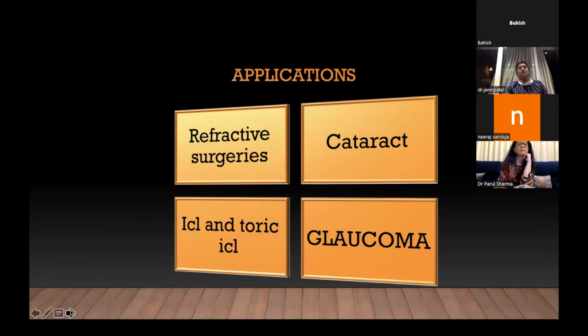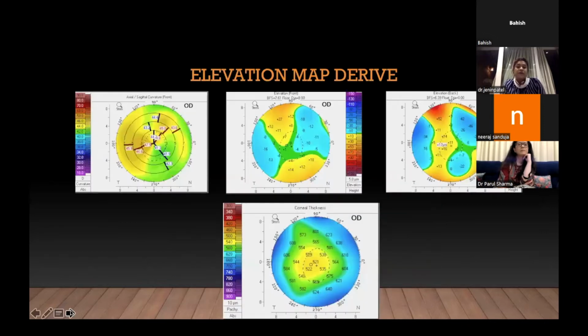So coming to the various applications in ophthalmology, they would be refractive surgeries, patients who are rejects for refractive surgeries, ICLs and toric ICLs, cataract, and glaucoma. Okay, so the elevation maps will help us derive an anterior sagittal curvature map, an elevation of the front surface, an individual elevation of the back surface or the posterior float of the cornea, and the difference between the anterior and the posterior surface, which would be your true measured corneal thickness of that cornea.